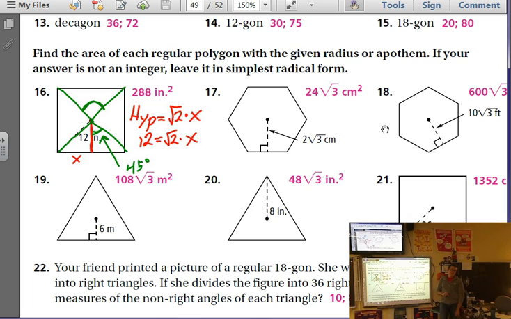Now in this case, I can actually manipulate it a little bit differently because my apothem is half the edge length, and then I could find the area of the square just by knowing the edge lengths. But that's up to how you want to solve it. How's your brain want to take it?